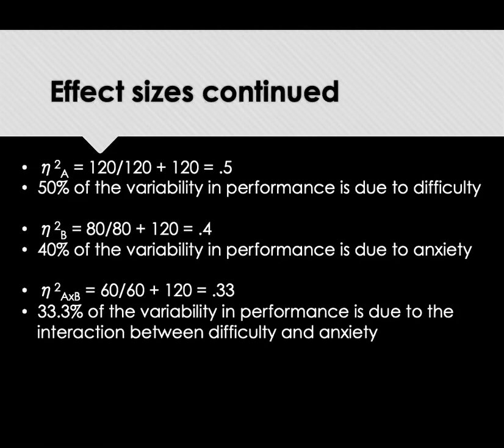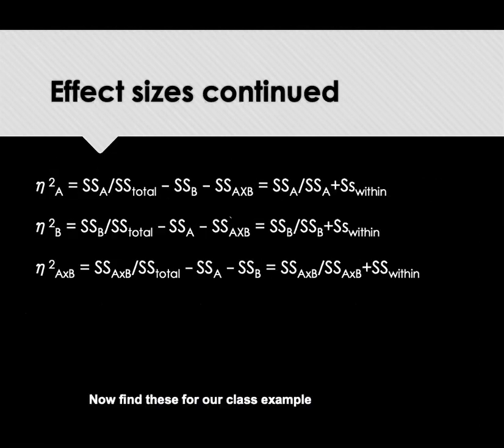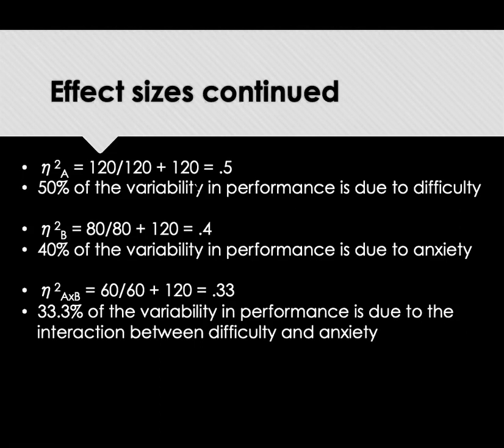Eta squared for A is 120 divided by 120 plus 120. So sum of squares A divided by sum of squares A plus sum of squares within happens to all be 120. When you do the math, you get 0.5. And how we would interpret that is 50% of the variability in performance is due to difficulty. Remember, because A was our difficulty factor.